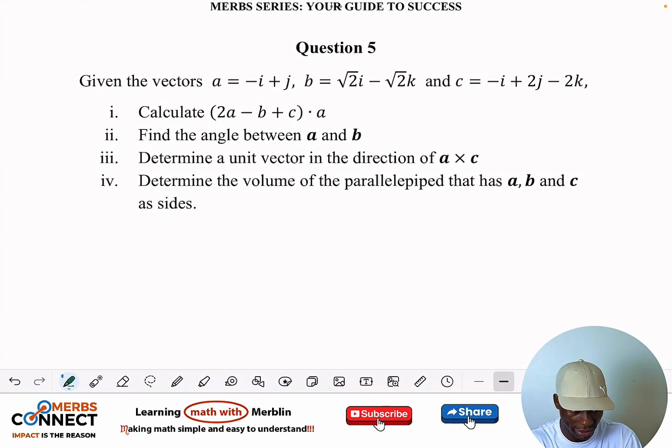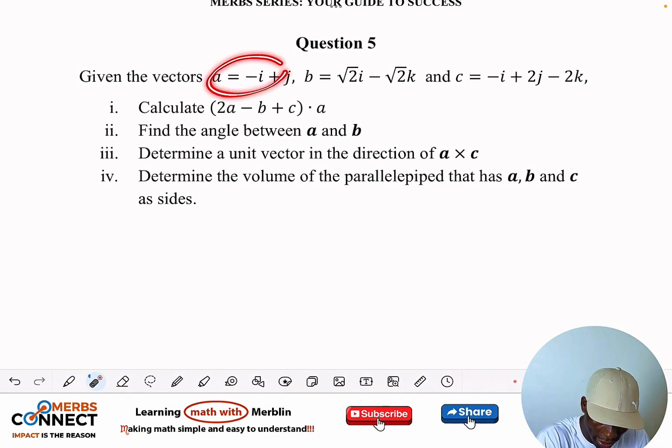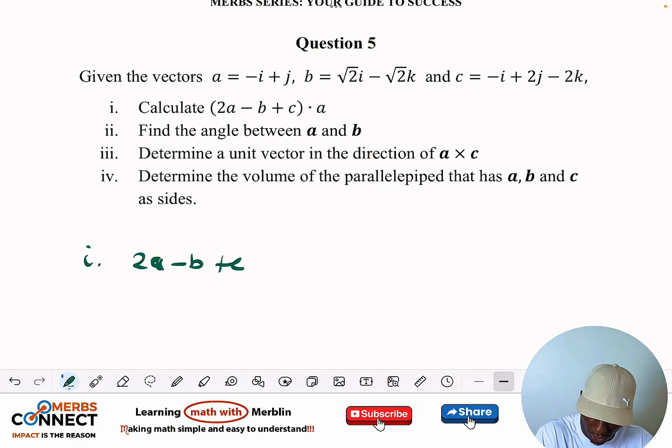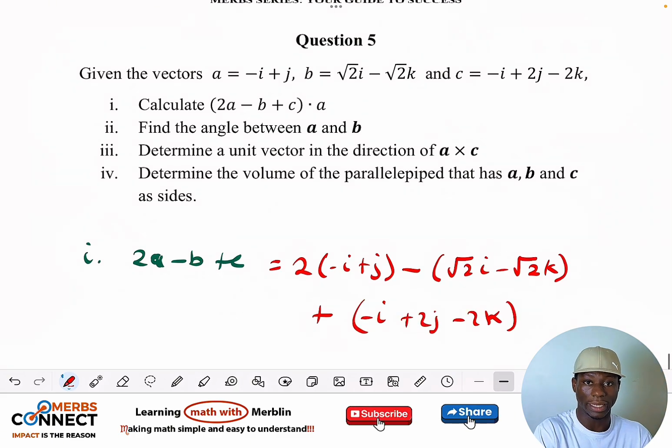Let's look at question 5. Now question 5, they've given us A, B, C, and we want to look for this here. So first, we need 2A minus B plus C before we can do the dot. So let's do that. 2 times A. So 2 times minus I plus J minus square root of 2K, and then plus C, which is minus I plus 2J minus 2K. So that's what we are going to get.